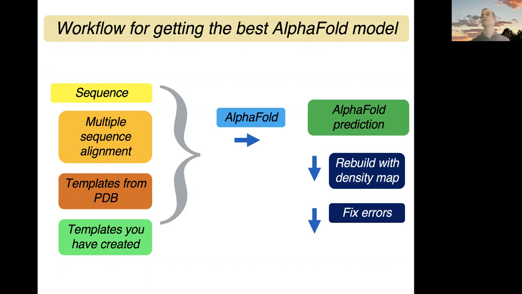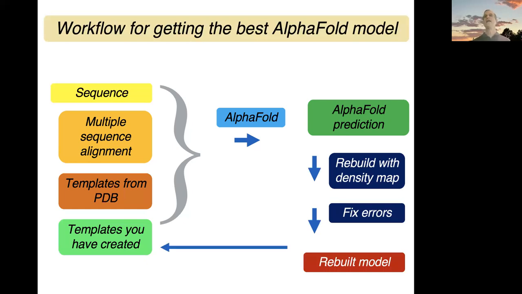Maybe that rebuilding was done automatically, and then maybe you went in and fixed some errors, and then you got a rebuilt model. Then you took that rebuilt model and put it in your list of templates that you have created, and you can run the whole thing over again. If you have improved the model on the right side, then you can expect that the new prediction should be better. And so what tools do I have to do this today?